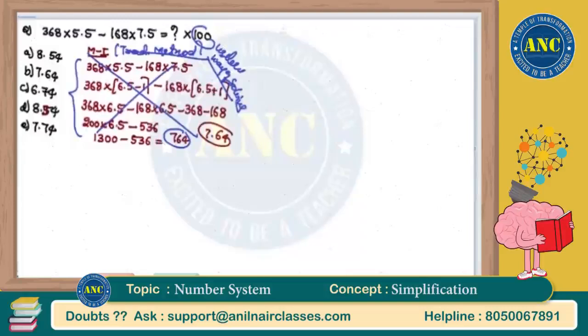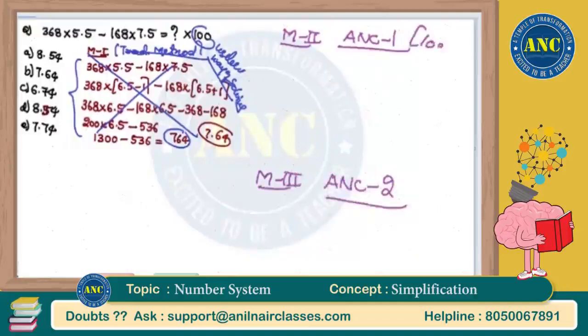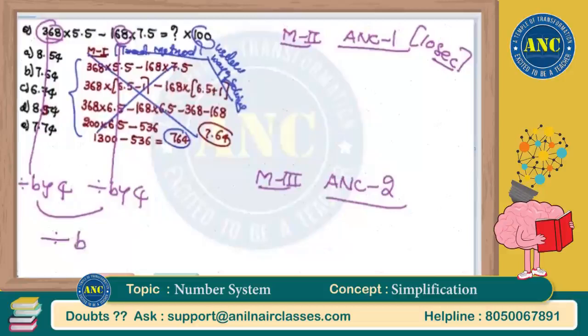Method 2. Listen carefully. Method 2, ANC 1, ANC 2. Three methods I will discuss. Methods 2 and 3 both give the same answer. This question, if I solve it, takes 10 seconds. 368 is divisible by 4. Last two digits should be divisible by 4, and 68 is also divisible by 4. If I subtract two numbers which are divisible by 4, the answer will be divisible by 4. Divisibility rule of 4: last two digits should be divisible by 4.